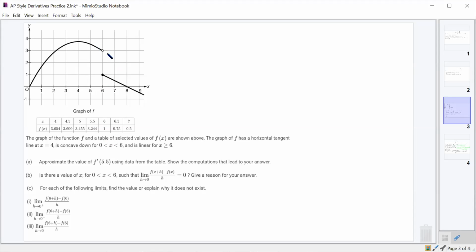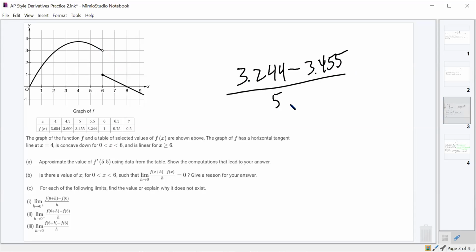So what I would have done probably is use the 5 to 5.5. So I would have done 3.244 minus 3.455 all over 5.5 minus 5. And what does that come out to be? Is that the interval that you guys used or no?